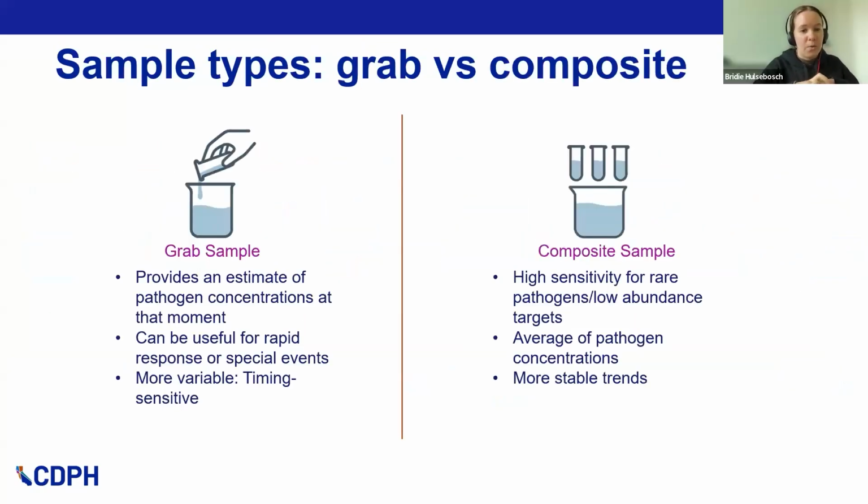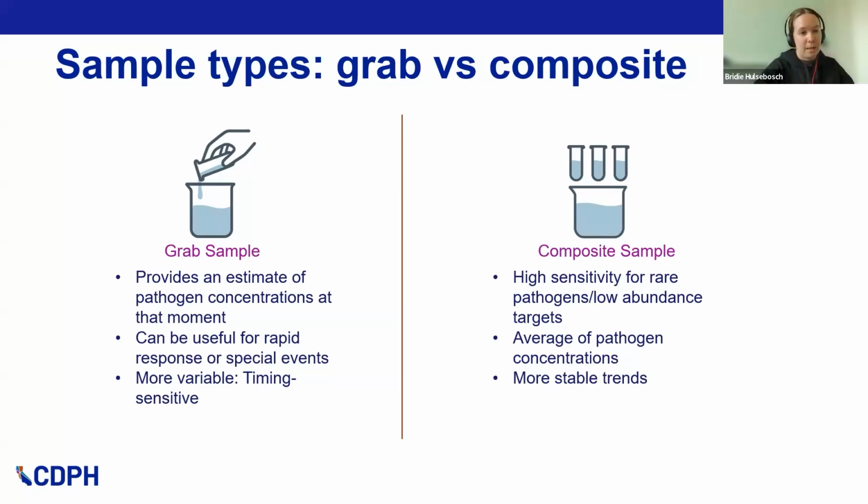And so this is just going over the benefits of a grab versus composite sample for us. So the grab sample is only at a certain period of time, usually within 15 minutes or so. And it is really good for providing an estimate of concentrations at that moment. So it can be really useful, say if there was a large event going on, like a concert, or, one of the things recently could be like the Super Bowl was in the Bay Area recently, and that's where we are. So in these moments, we can actually see what's going on right at those exact moments.